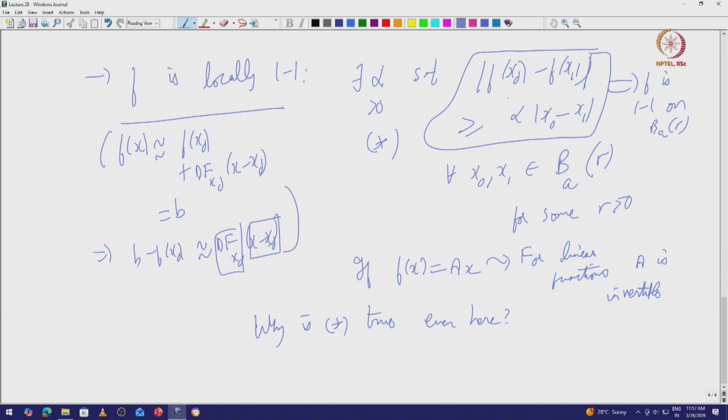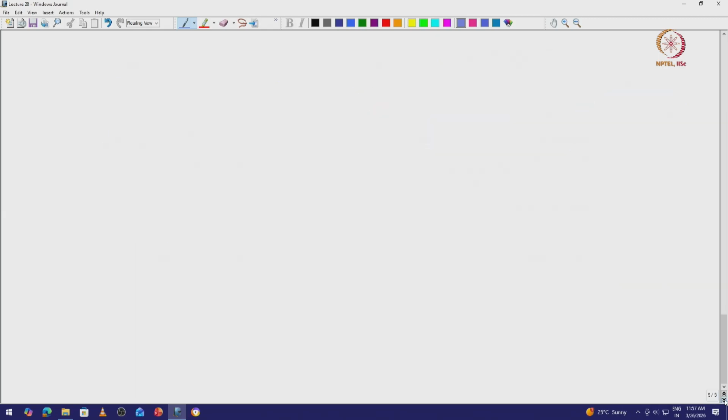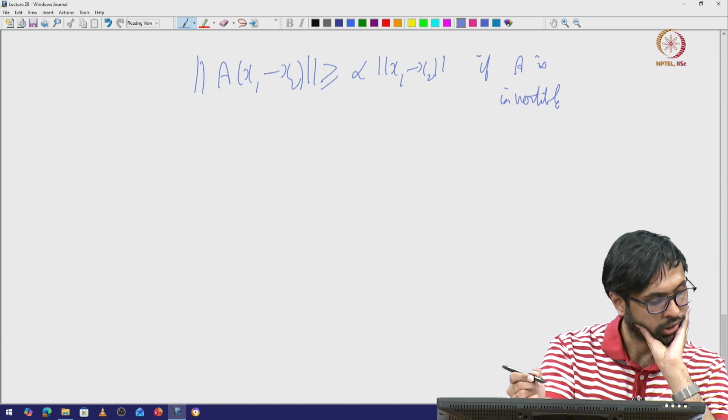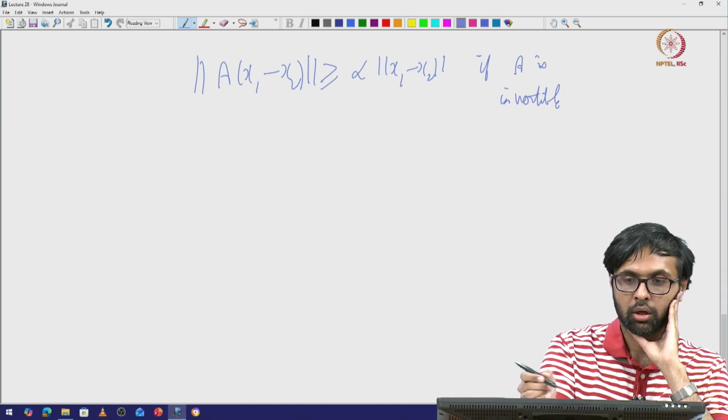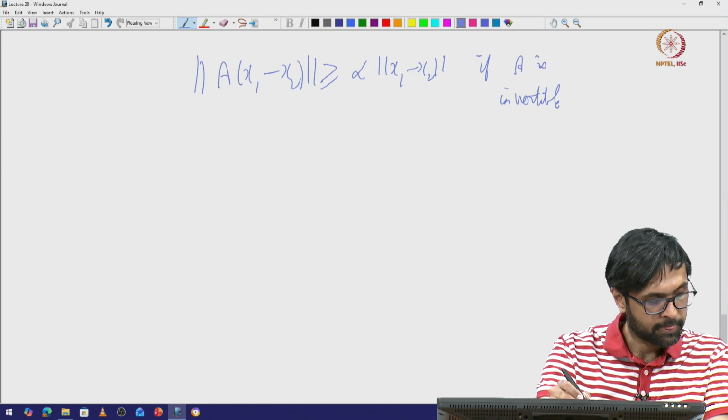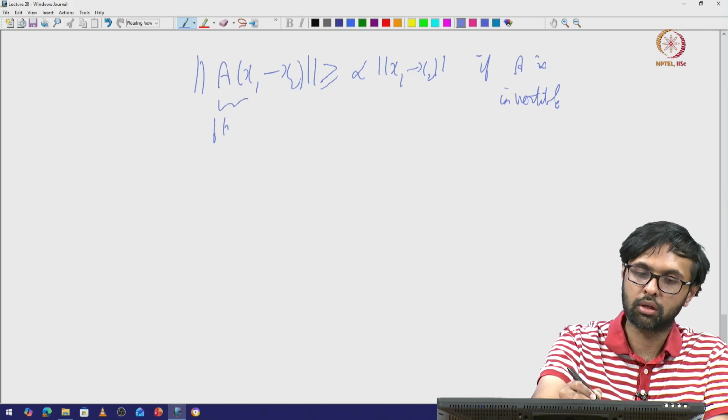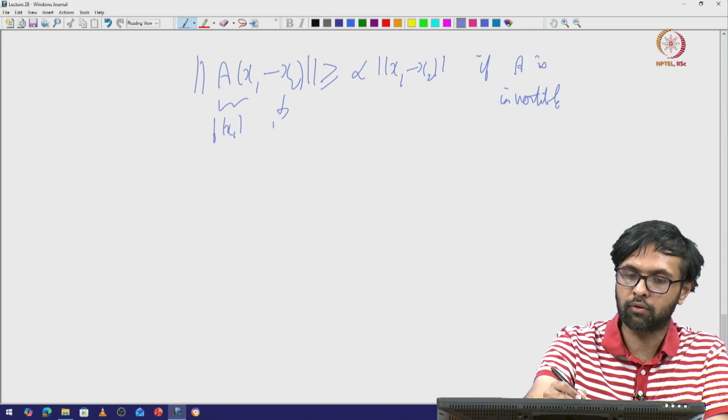This is also not obvious, right? I mean, what would star say? Maybe I'll call this an example. What would star say in this particular case? It would say that the norm of ax1 minus ax2 is larger than this, if A is invertible. Why is this true? This is not immediately obvious. So suppose that this is of course f of x1, this is f of x2.